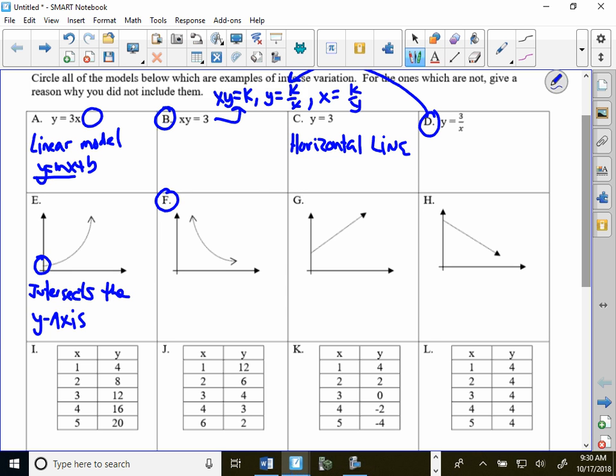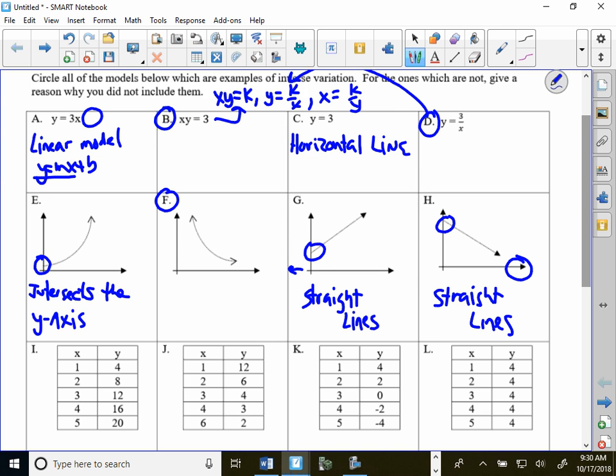G and H are not, because both of these are straight lines or linear lines. Not to mention they also intersect the y-axis. And eventually, you know, this G would intersect the x-axis way over here to the left, and H eventually is going to touch it somewhere in here. So they have both x and y intercepts. So in the middle row, F is the only inverse variation.